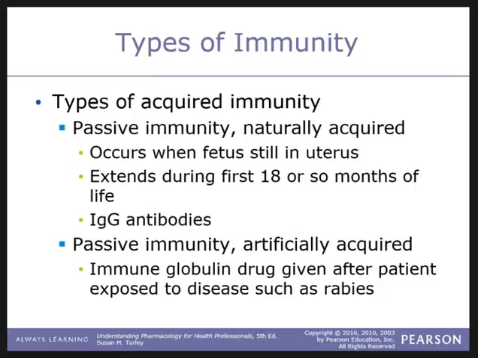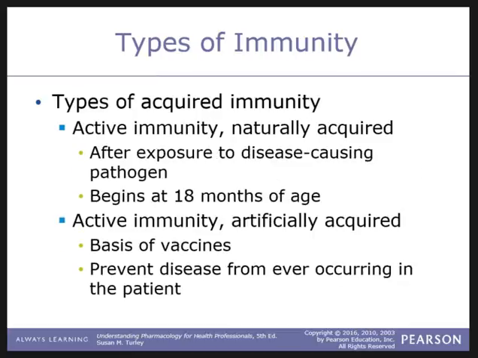Then there is passive immunity that's artificially acquired. So immune globulin drugs can be given after a patient is exposed to a disease, such as with rabies, to give passive immunity. Most of the vaccines have to do with active artificially acquired immunity.